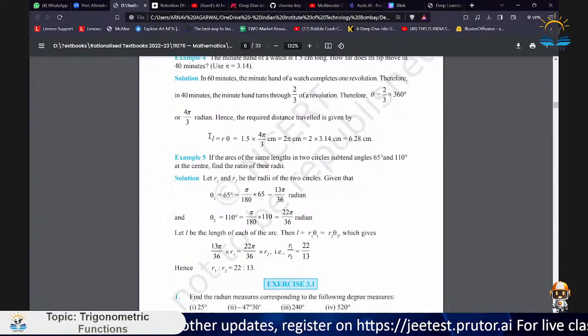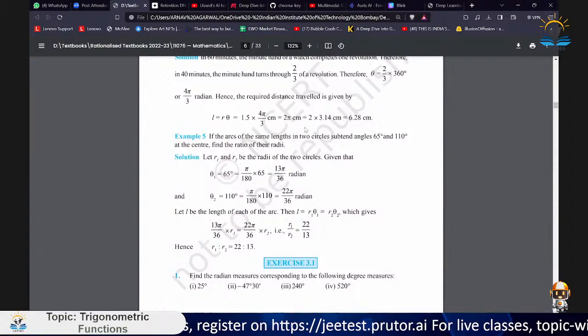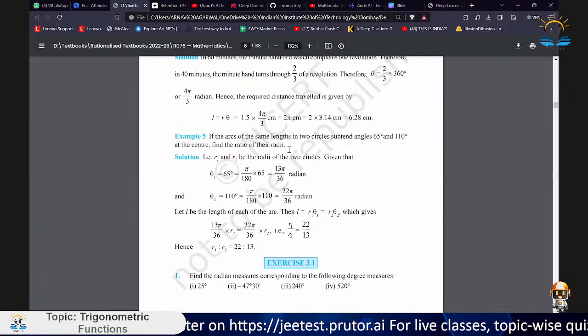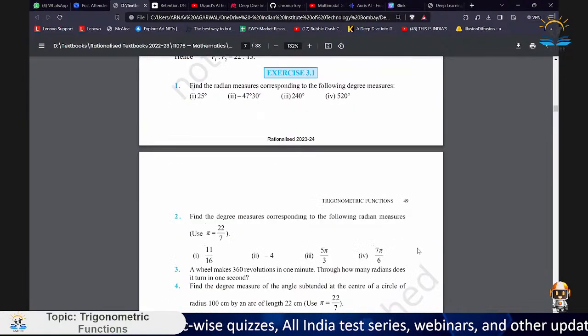Let's see another example. If the arc has the same length in two circles, subtending angles this and this at the center, find the ratio. We can again use the same relation because the arc length is the same. We can equate r1 theta 1 is equal to r2 theta 2, right? By putting the values in this, we can get the ratio of the radii. That's simple. Let's move forward.